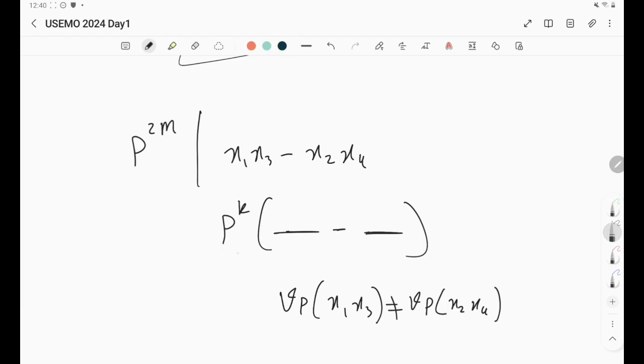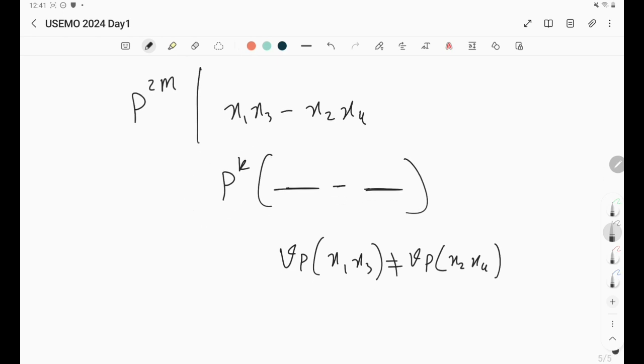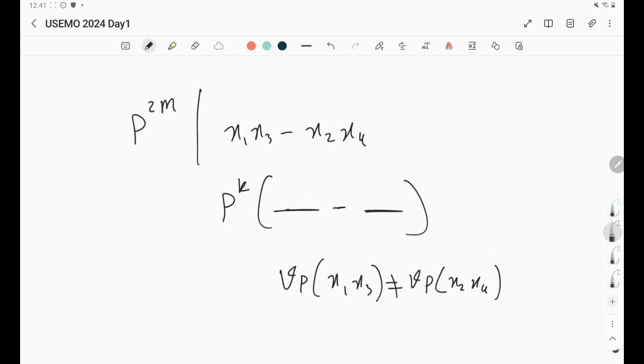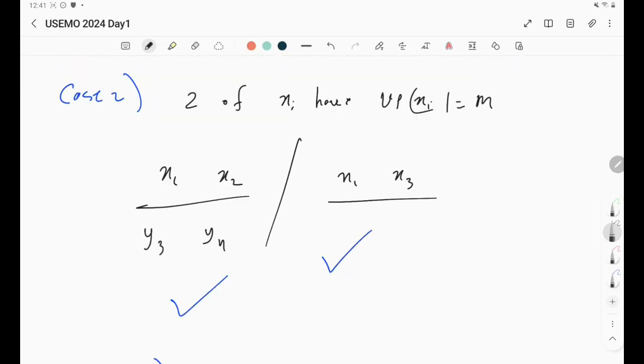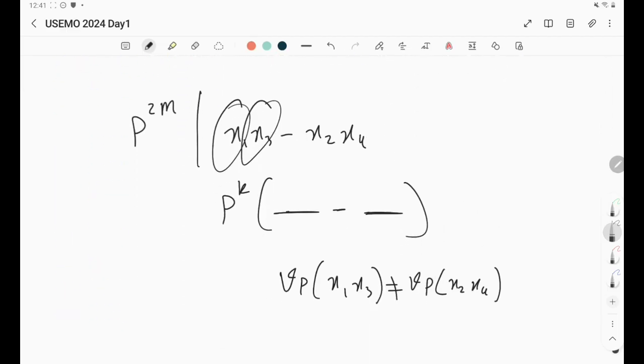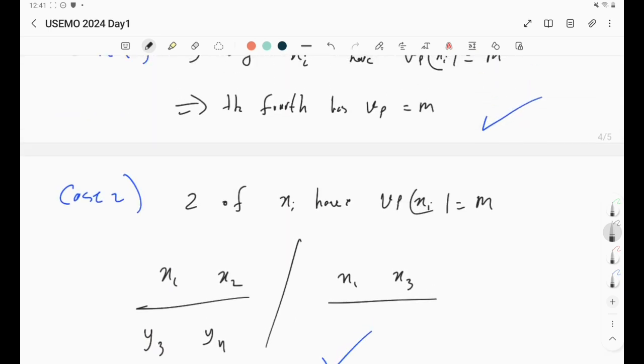If you look at it, p to the k right now is going to be greater than 2m, so that means k is greater than 2m. What does that mean? If you think about it, k was the sum of two VPs. But we know that each one of them is less than or equal to m. So how could the sum of them be greater than 2m? That only happens when k itself is 2m. And that means this guy here is m, this guy here is m, which leads us to case 2. So yeah, it's a contradiction here, because case 2 actually works, right?